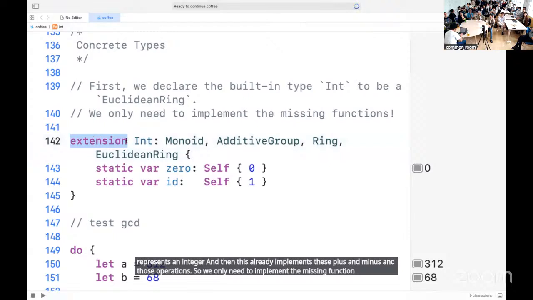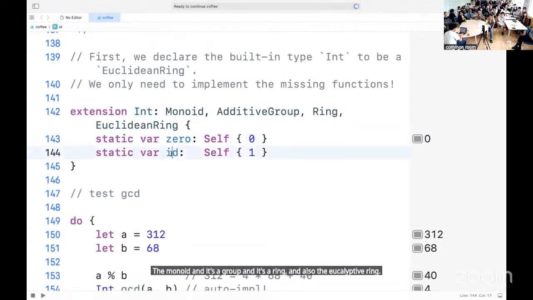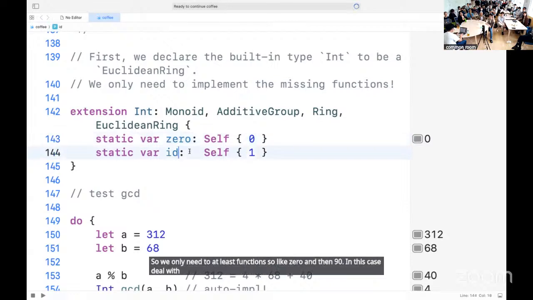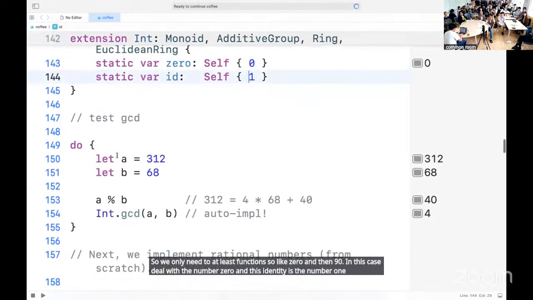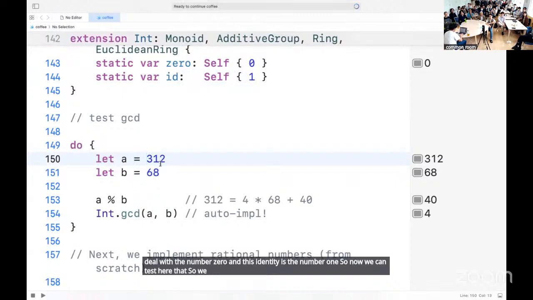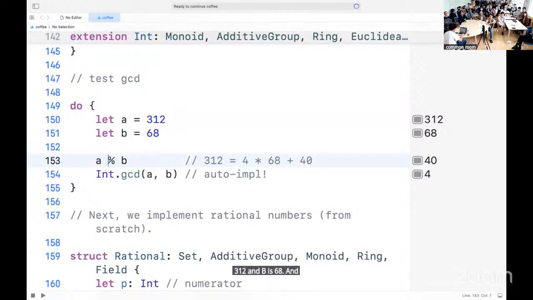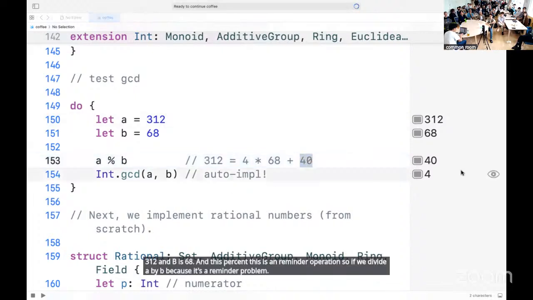So here we declare that this built-in type int is a monoid, an additive group, a ring, and also a Euclidean ring. So we only need to add these two functions: 0 and identity. In this case, 0 is the number 0, and this identity is the number 1. So now we can test here: we let A equal 312 and B is 68. And this percent is a remainder operation. So if we divide A by B, we get this remainder, and we can see that the result is 40 here.